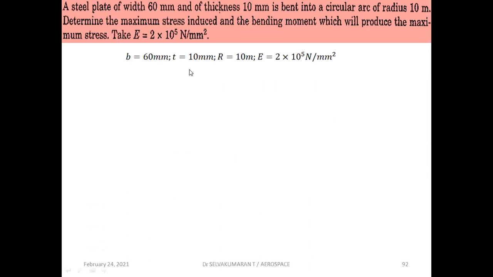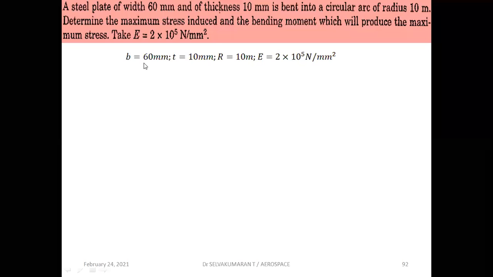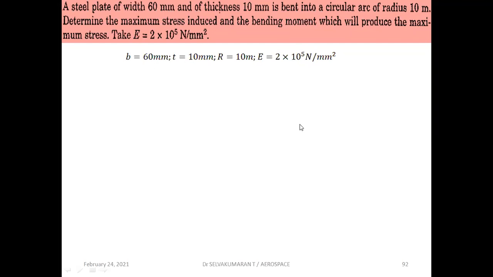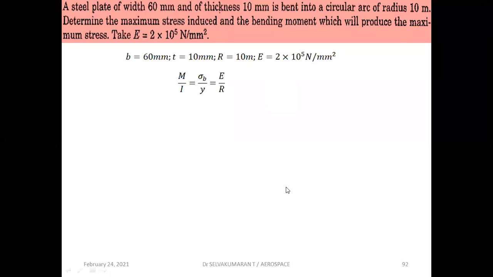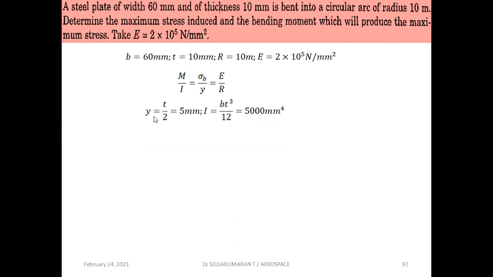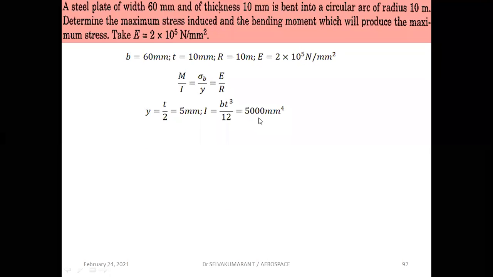So write down the given data. Width B is equal to 60 millimeter, thickness 10 millimeter, radius is 10 meter, and Young's modulus 2 into 10 power 5 Newton per mm square. This is the expression for bending stress: M by I is equal to sigma B by Y is equal to E by R. Y is nothing but thickness divided by 2, here T by 2, which is 5 millimeter. I is equal to BT cube by 12, and you get the value 5000 mm power 4.